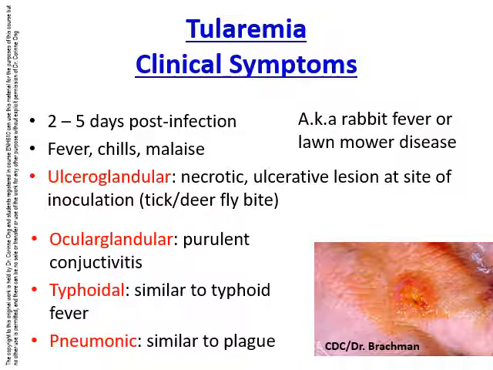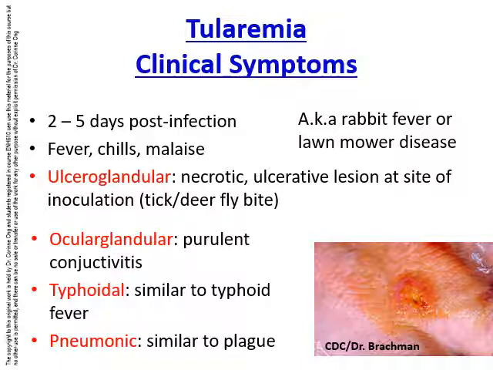The ulceroglandular form shows clinically as a necrotic lesion that ulcerates at the site of the tick bite or the deerfly bite. The second type is oculoglandular, which causes conjunctivitis that is purulent. So the eyes get infected, so they start oozing pus and get really weepy.